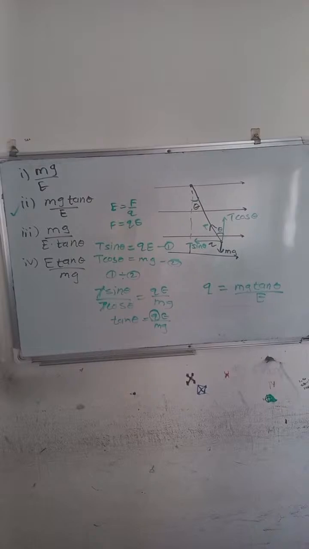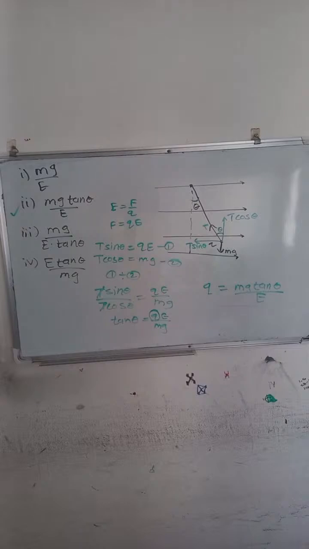Write down next question. Two parallel large thin metal sheets have equal surfaces.